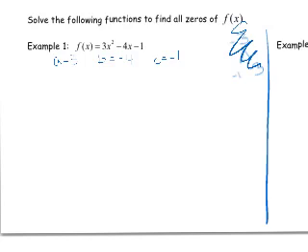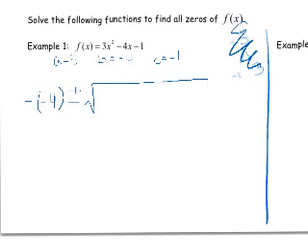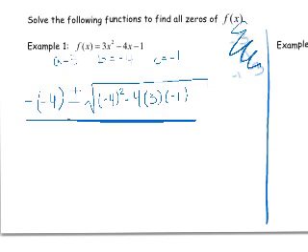So negative b is negative 4, because b is negative 4. So negative b plus or minus the square root of negative 4 squared minus 4 times a, which is 3, times c, which is negative 1, all over 2a.